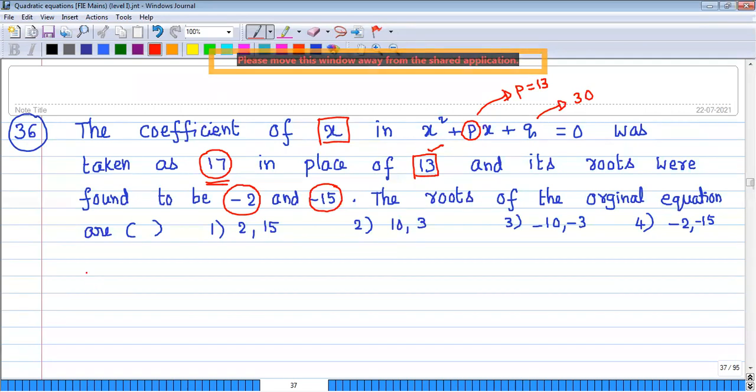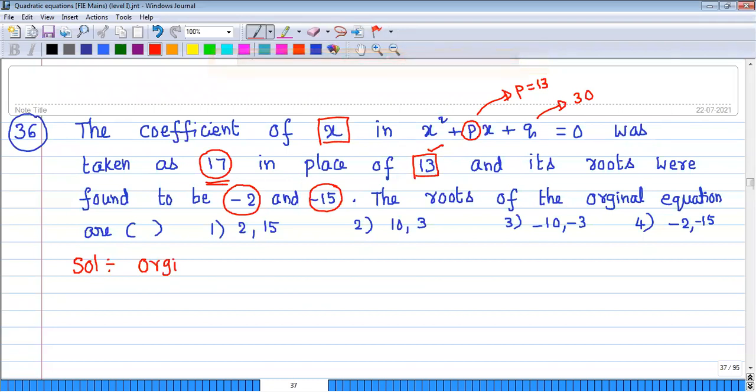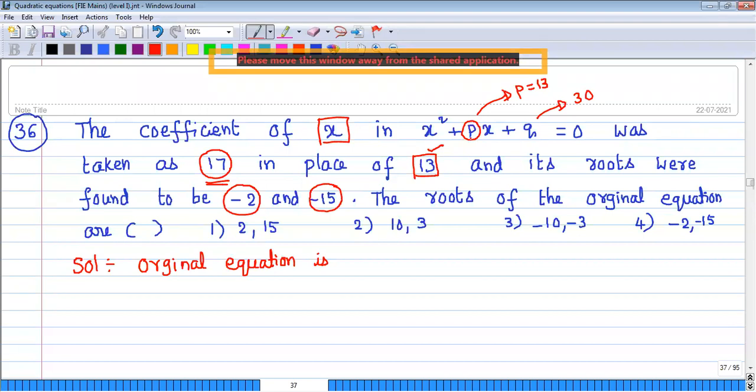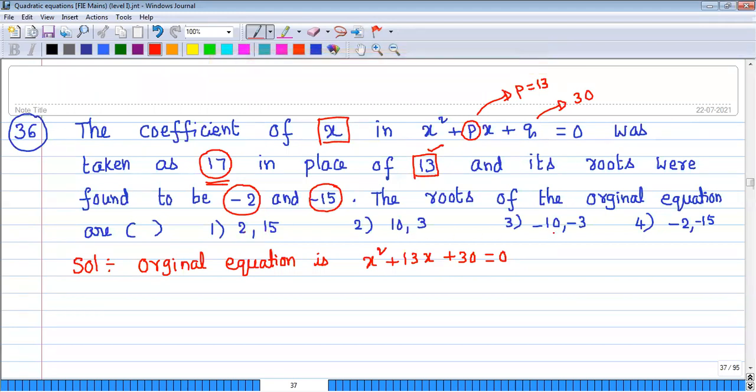Now the original equation becomes, in the place of p we need to take 13 instead of 17. So that becomes x square plus 13x plus q value will be 30 equals to 0. Check options. Sum should be equal to -13. Product should be equal to 30. So -10, yes, -3. -10 plus -3. Third option is the right option.